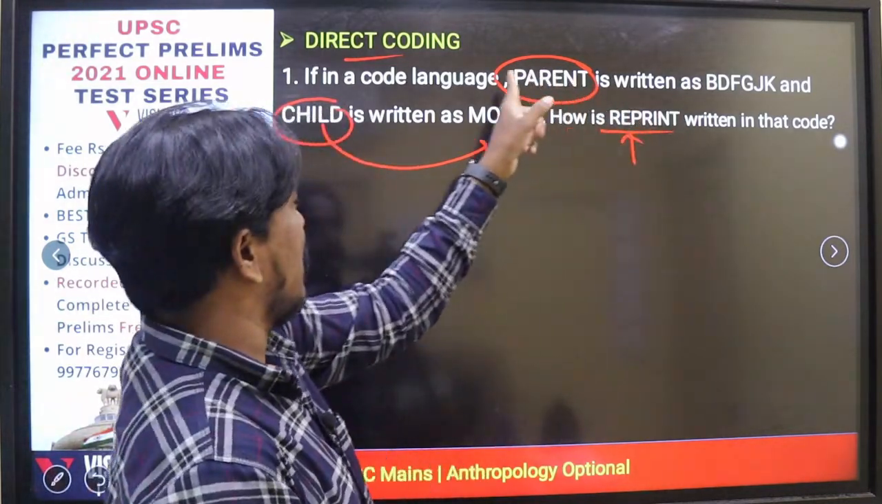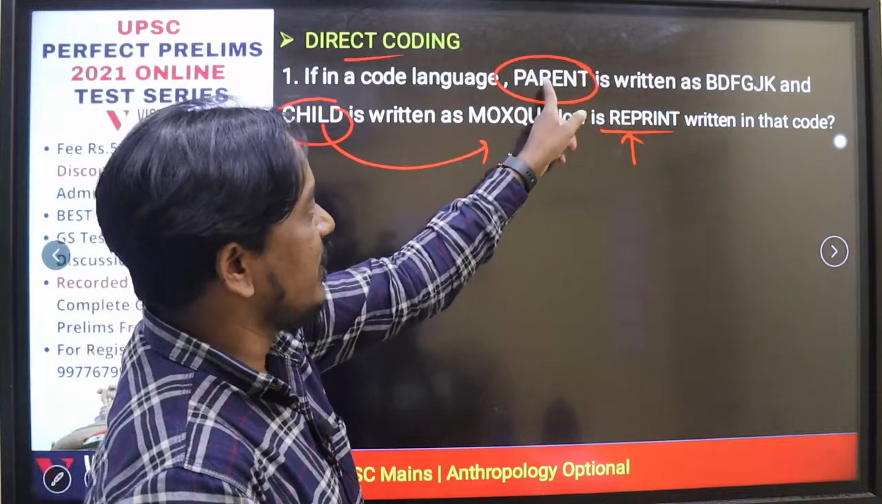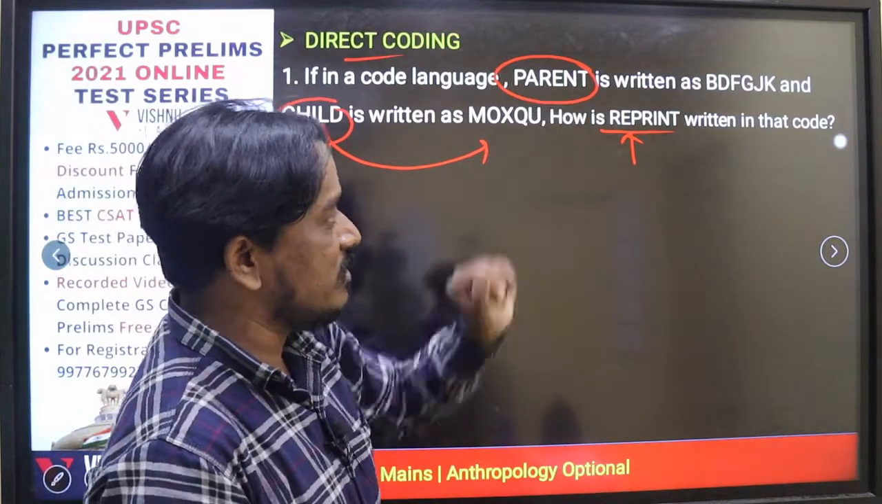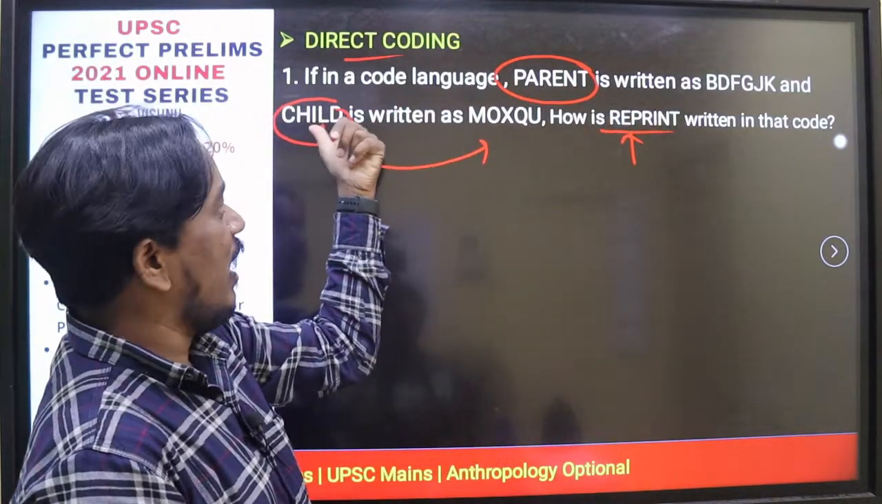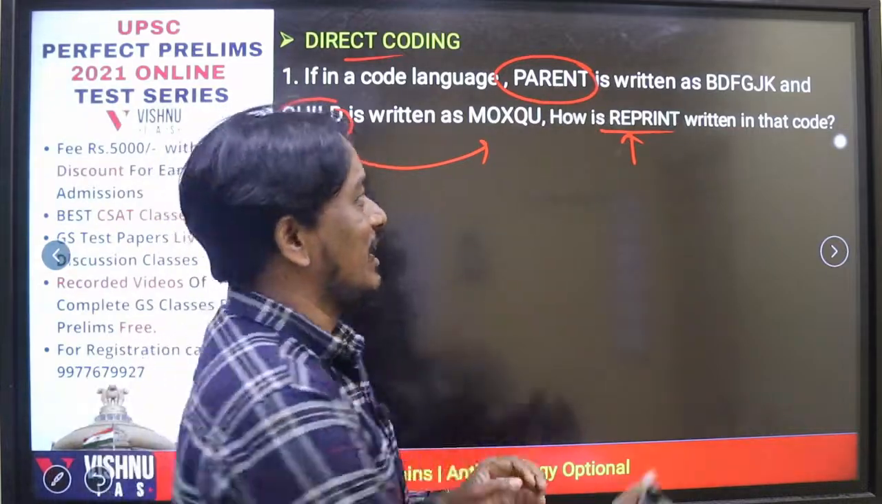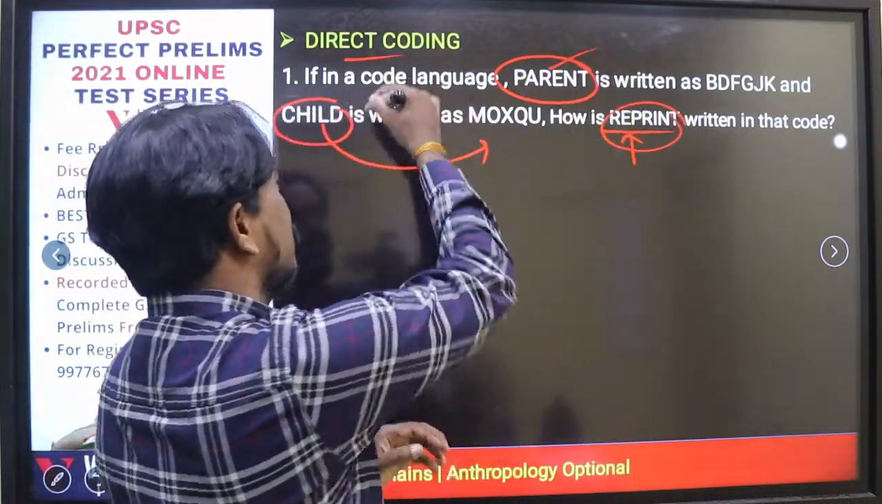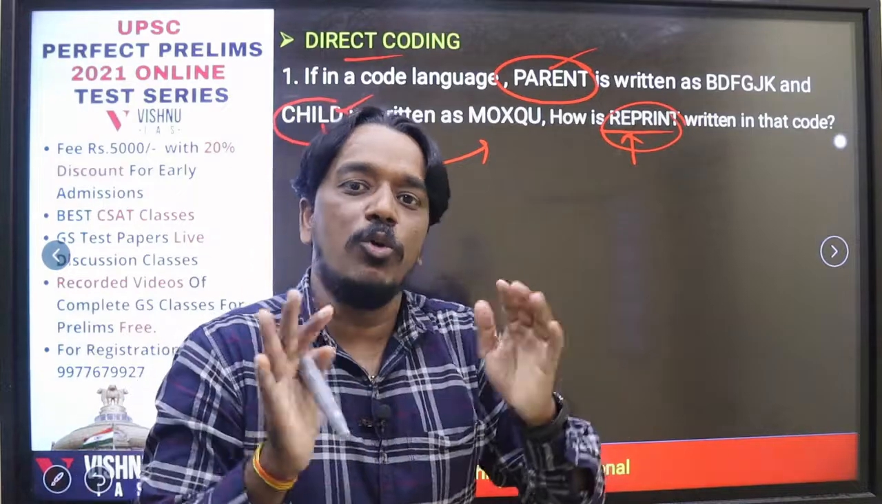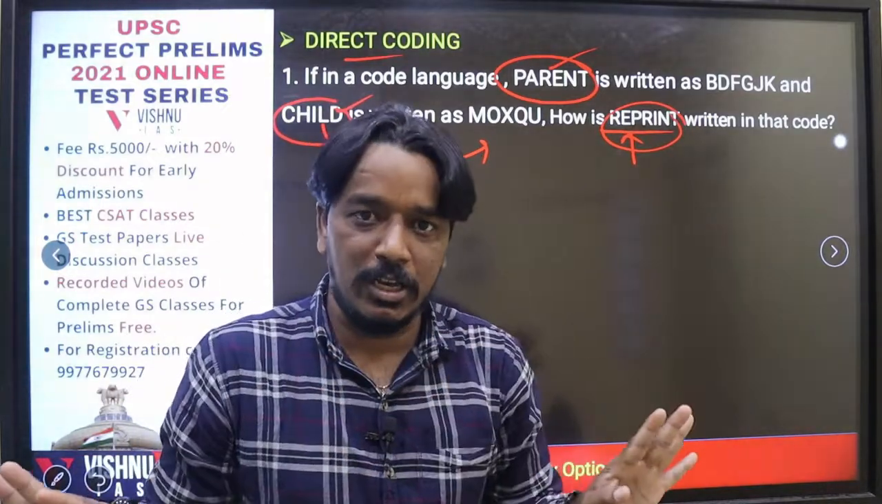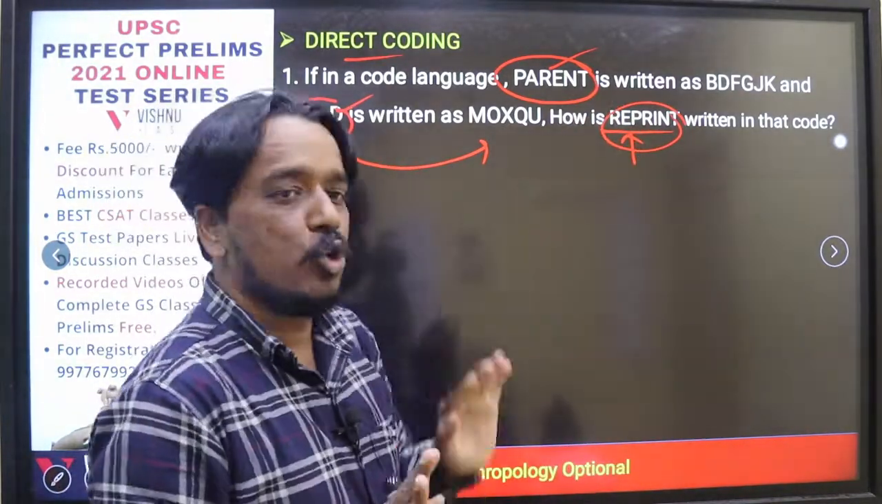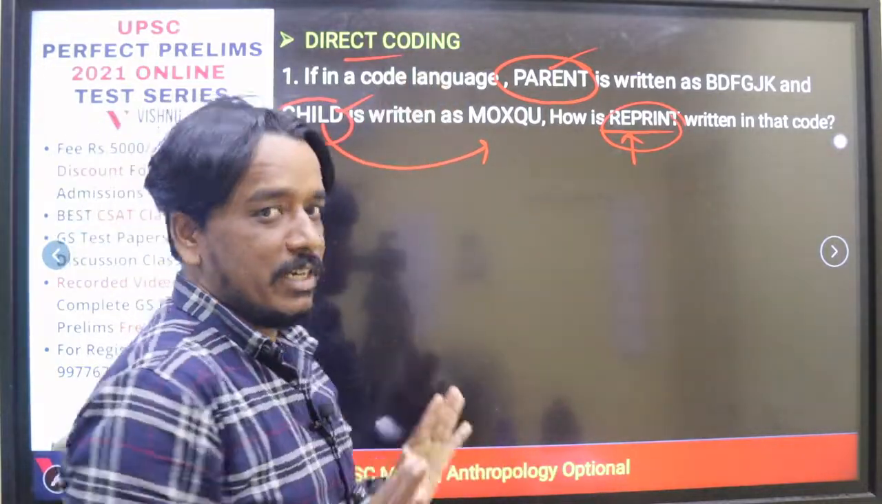REPRINT, all these letters are available or not, just check here. RE is there, PR is there, INT is there, INT is there. All these letters are available in the given two words. So that means we cannot find any particular pattern. There are no particular logics. Directly you have to copy that one. So that is called the direct coding questions.